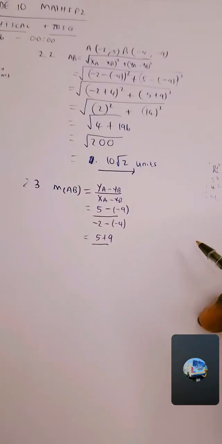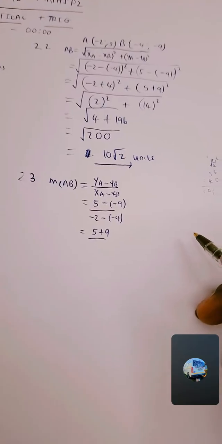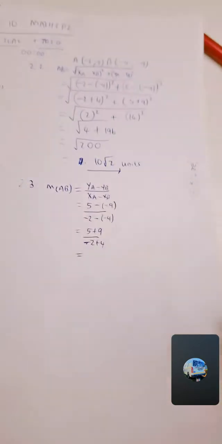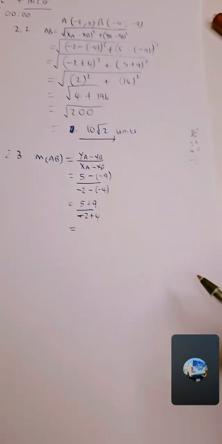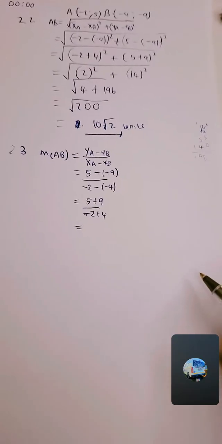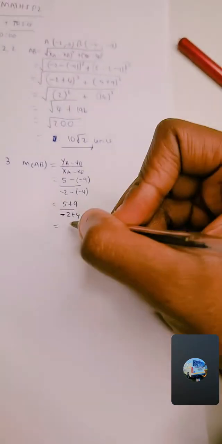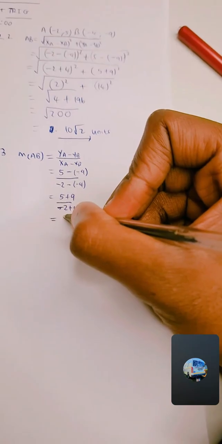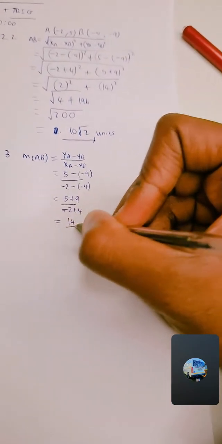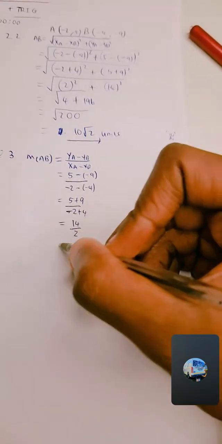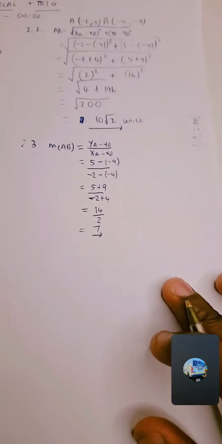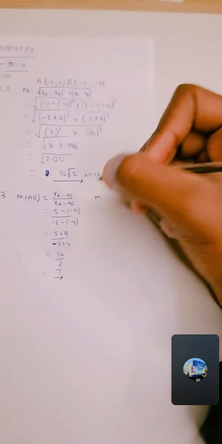And then at the bottom there, become positive again. Beautiful. So -2 plus 4. Then as we conclude, 4. Okay, 14 divided by 2 gives us a 7 there. So that's the gradient of AB.